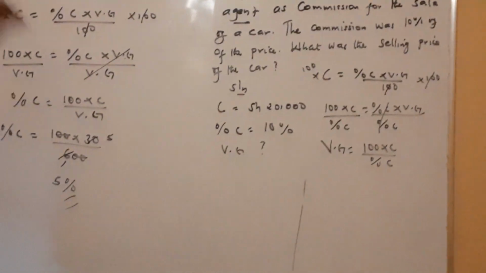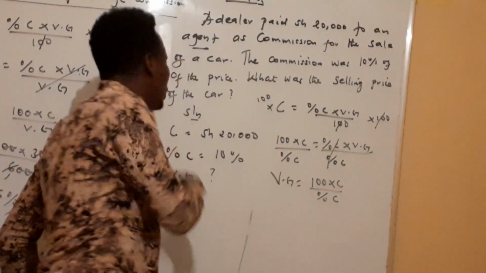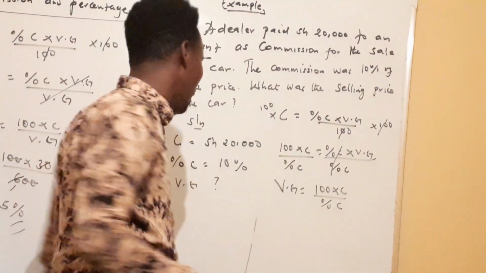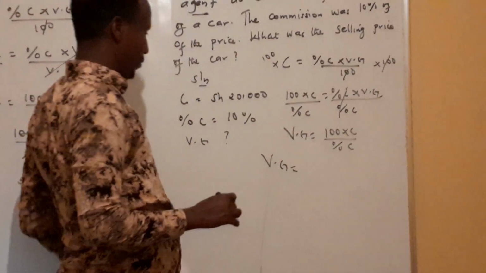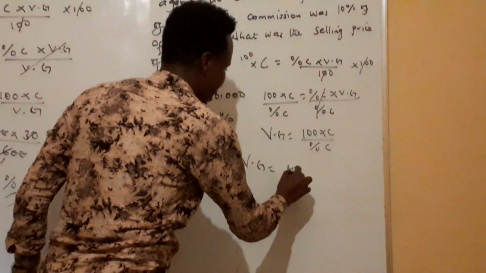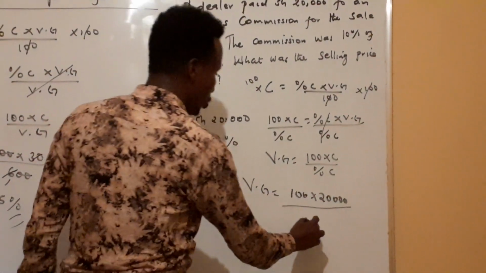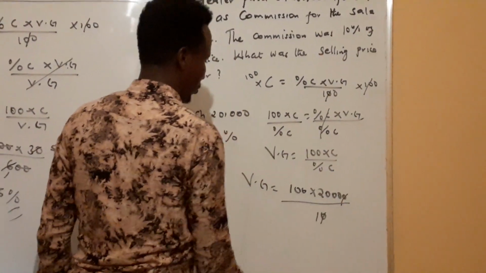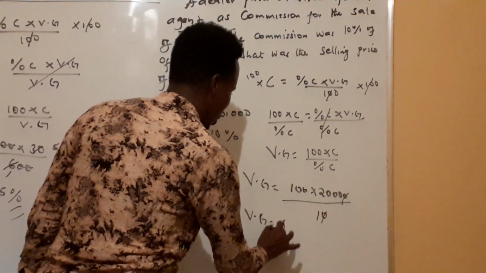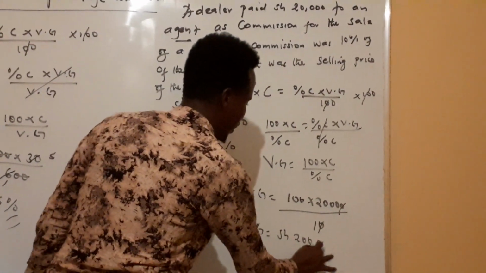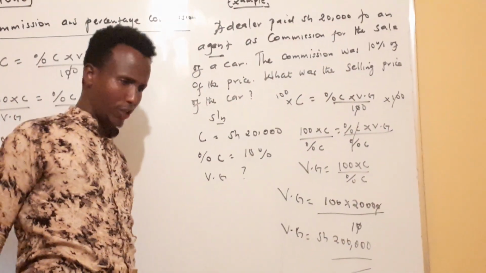Please make sure you know from today how to derive the formula of getting all of the variables in this formula. Now we are going to say VG is equal to 100 times the commission, which is 20,000, divided by the percentage commission, 10. Cancel out these two. So we have 2,000 multiplied by 100. VG there is equal to 200,000. That was the sale of the car, and this is the final answer for your information.